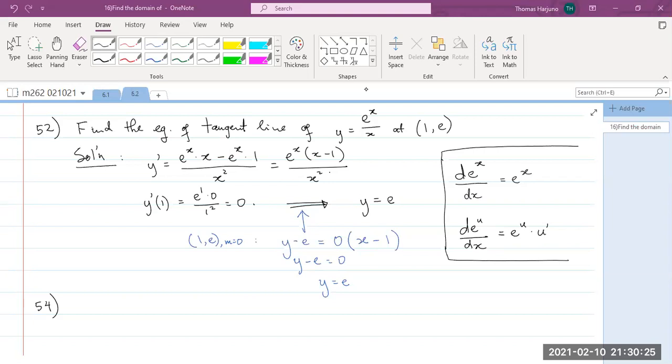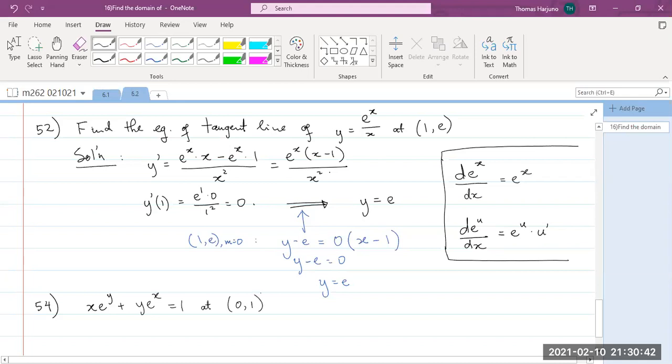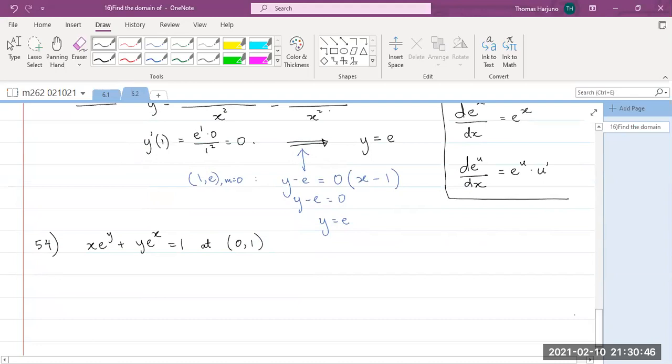It's doable. Number 54, find the equation of the tangent line. So the equation is x times e to the y plus y times e to the x equals 1 at (0, 1). Now notice that this is an equation, and trust me, it's not a function. You cannot isolate y by itself and make it a function, I believe. Wouldn't you want to do an implicit differentiation? Yes, we do implicit differentiation.